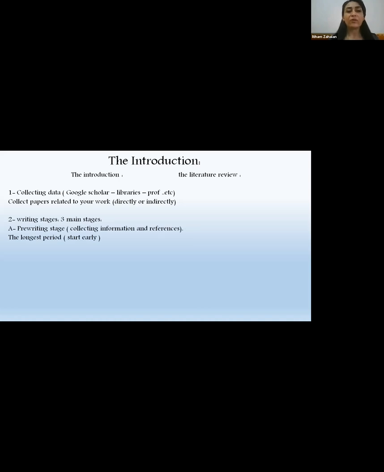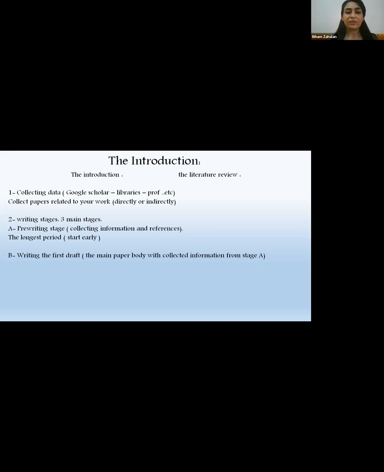Actually, in writing, we have three main stages. The first stage, which is the longest of the three, takes about 70% of your time, so I recommend starting it early. It is the pre-writing stage. What is the pre-writing stage? It is the process of collecting information and references. I might surf the net or go to libraries for days, for months, until I find the most suitable reference. So start early in this stage.